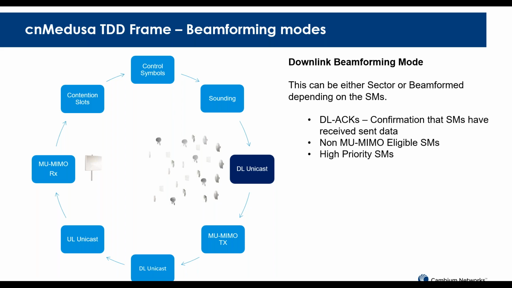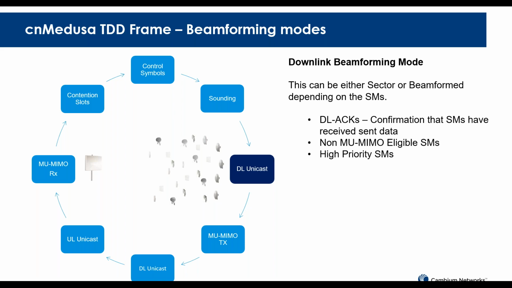For example, the downlink X, these are the acknowledgements to the transmissions received in the previous uplink direction, or for example, high priority traffic. Typical example is a VoIP packet. These packets are short and they are sensitive to latency. So it's better off to send these packets quickly and not wait for them to be part of a group.